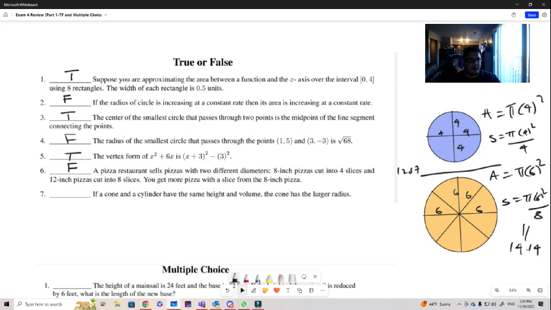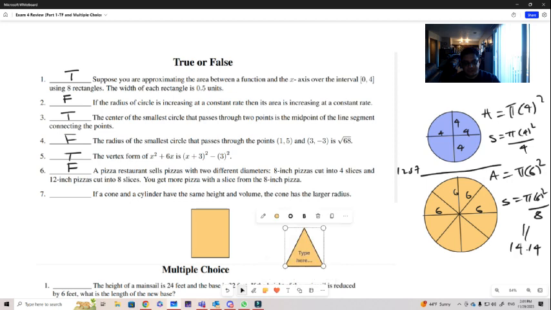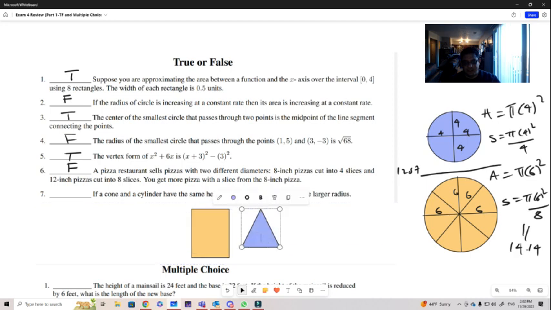Now 7 is one that I really don't need a lot of visualization to know that that is true. You have a cylinder, so let's say you have this cylinder here, and then you have a cone. And they're saying that the cone and the cylinder have the same volume. But think about it: you have a cylinder here made with this sheet, and you have a cone here. If they have the same radius, clearly they're not going to have the same volume.